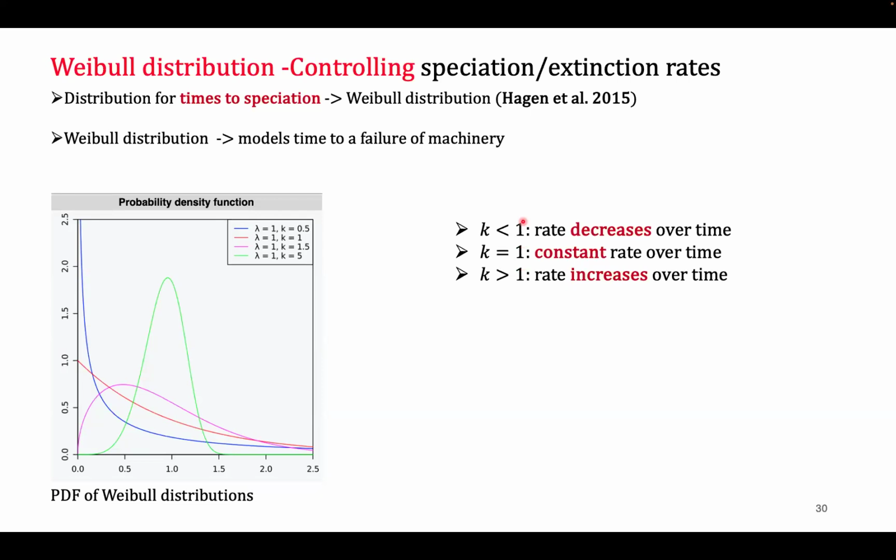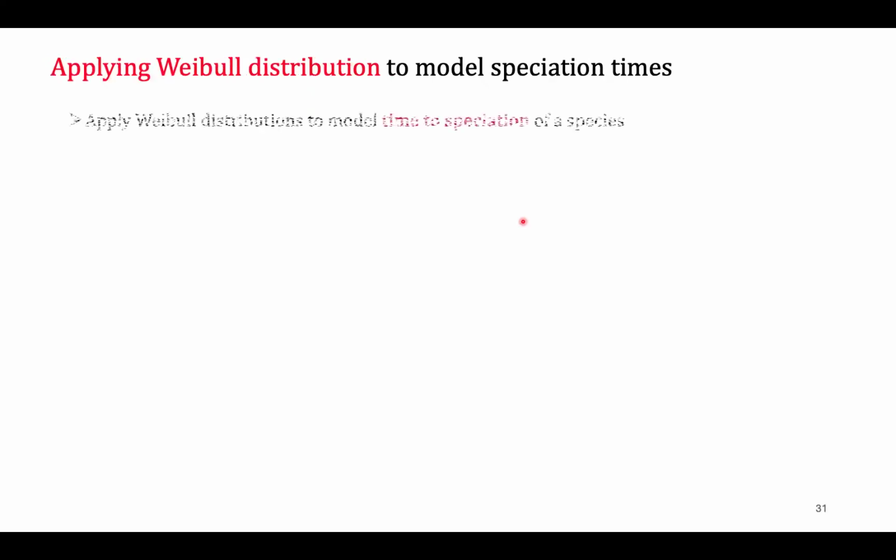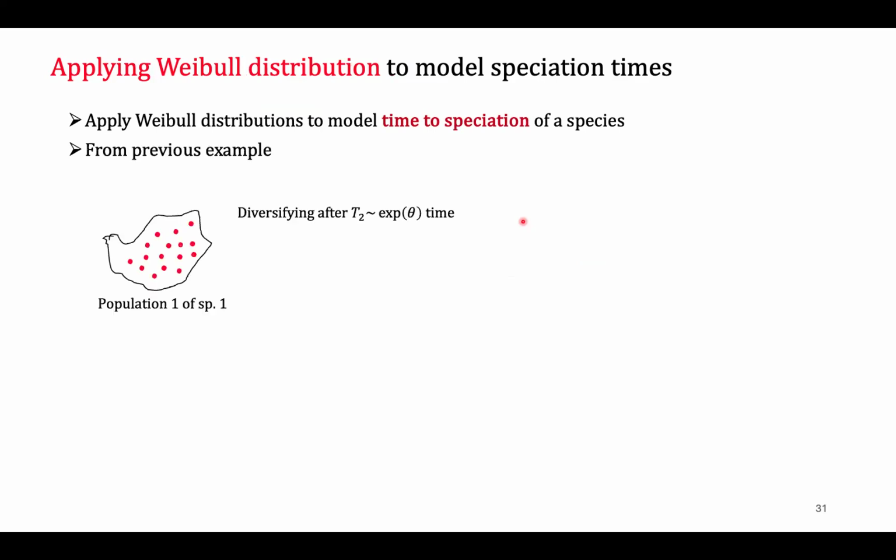Now, the Weibull distribution is often used for modeling the time to failure of a machine or machinery. You can see that depending on the range of values I put in for this shape parameter, I can control the rates as time progresses. This is important if you want to use these Weibull distributions to model the times to speciation events in your evolutionary model. So let's go back to the example that I have.